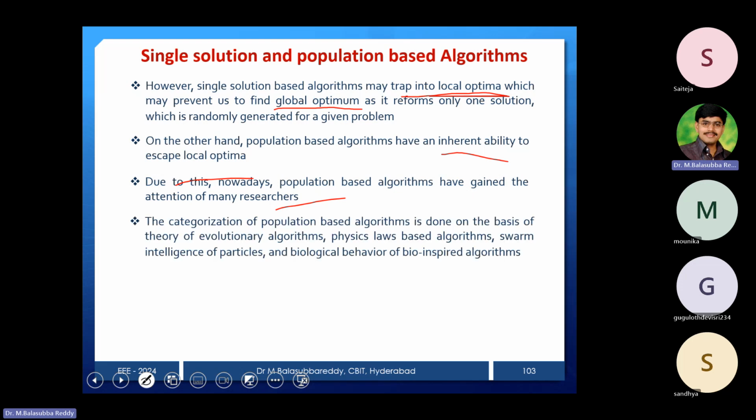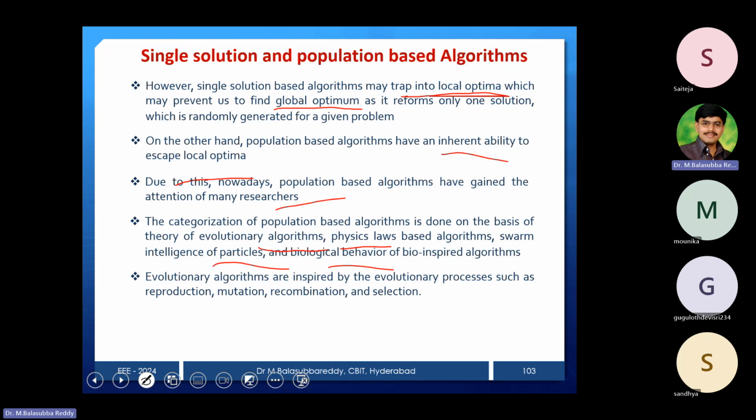The categorization of population-based algorithms is done on the basis of theory of evolution algorithms, physics laws algorithms, swarm intelligence in practice, and biological behavior inspired algorithms.